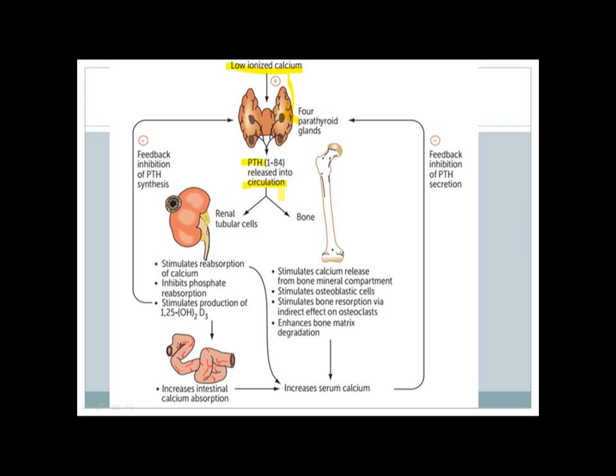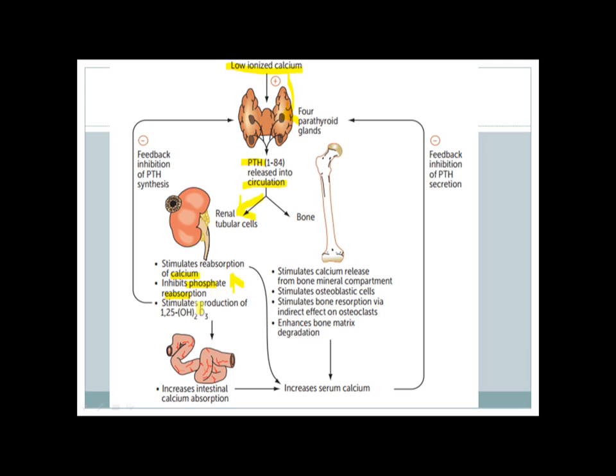And the action will be manifold. One of the actions is that it stimulates the reabsorption of calcium, and also it inhibits phosphate reabsorption, thereby increasing the excretion of phosphate and decreasing the serum phosphate level.